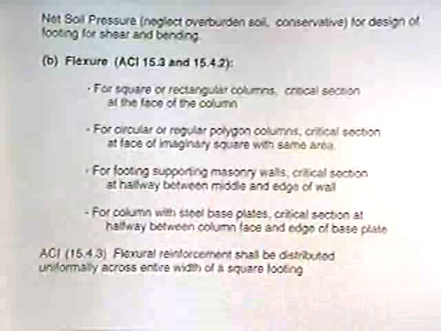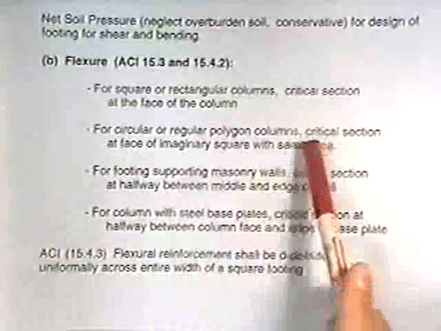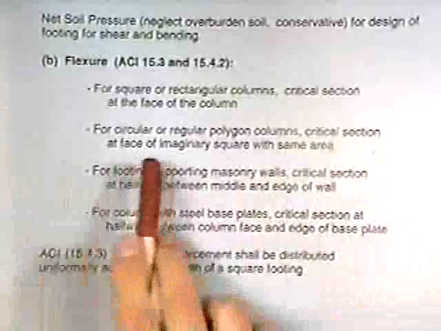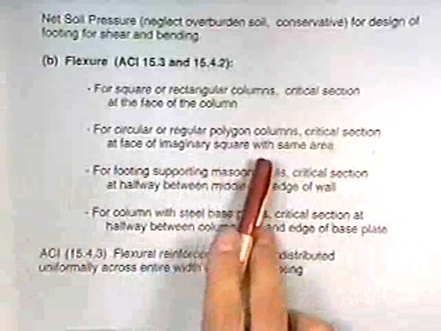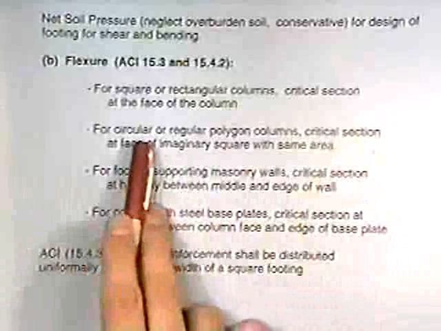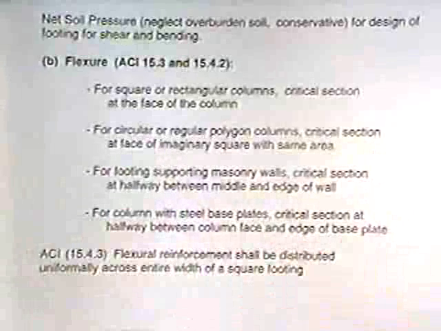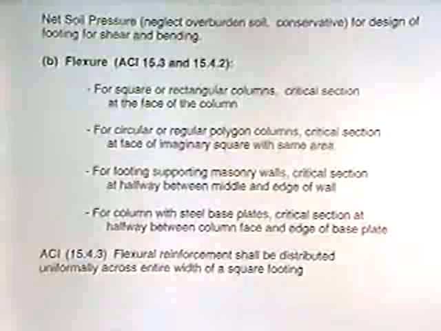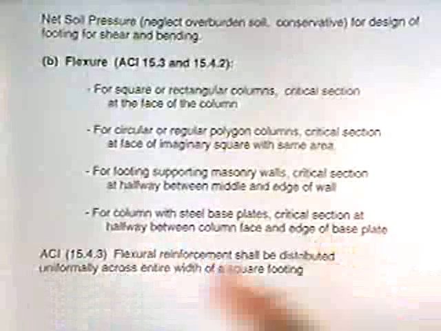If you have a circular column or some type of polygon, the critical section's at the face of an imaginary square of same area as the circular column. So you have a circular column, it's pi d squared over 4. What you do is you set that equal to some length of column squared, so you can find that length. And then figure out where that critical dimension now crosses.